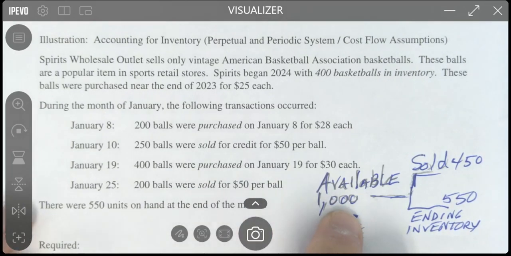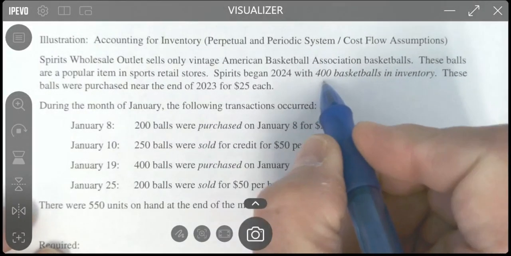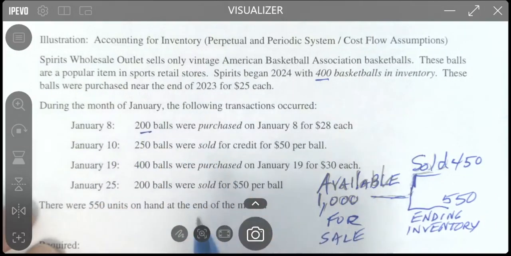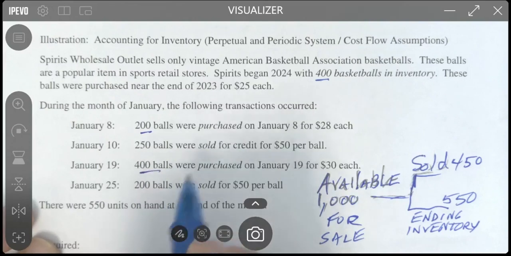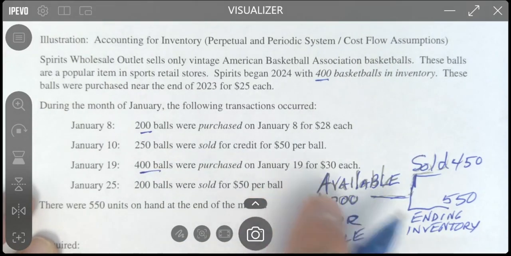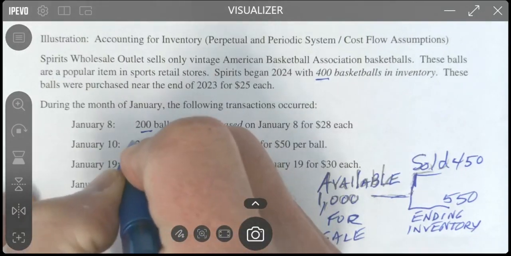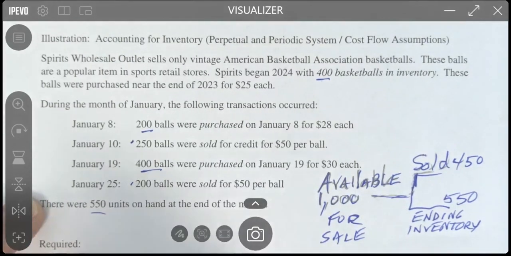So during the month, we had 1,000 available for sale. Those 400, these 200 we purchased on January 8th, and these 400 we purchased on January 19th. We sold 450 of them, 250 on the 10th and 200 on the 25th, and we had 550 in ending inventory. That's what became of the 1,000 we had available for sale during January.